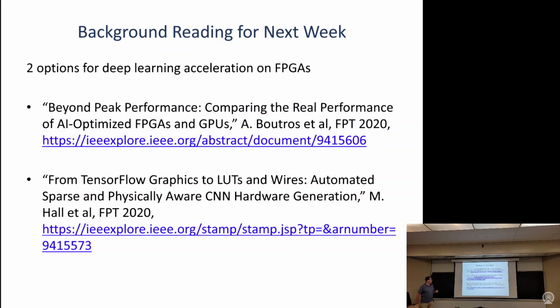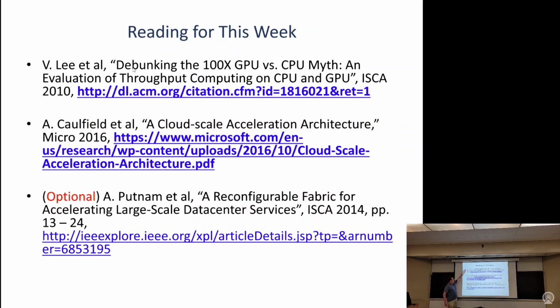Okay, for reading for this week, start off with one that's basically about how to do benchmarking well when you're doing throughput computing. It's a few years old, but I still think it's a really good paper, so that's why I use this one. And then one on how Microsoft deployed FPGAs in their data centers, which they still do. They've updated the FPGAs and so on, but the basic architecture of how they do it is still what's described in this paper.